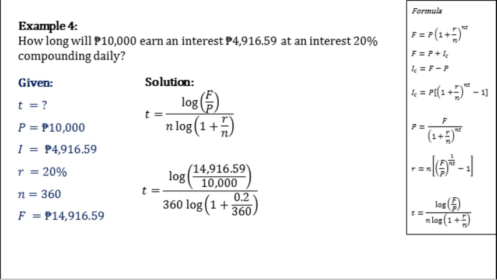So, logarithm of 14,916.59 over 10,000 all over 360 times logarithm (1 plus 0.20 over 360). So, ang ating T ay 2. So, it will take 2 years.